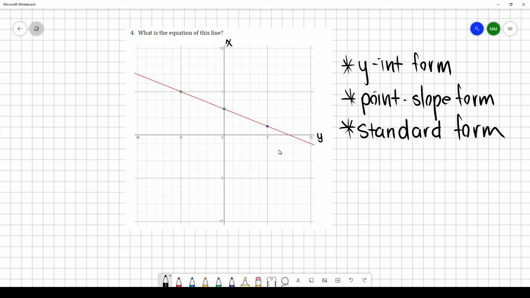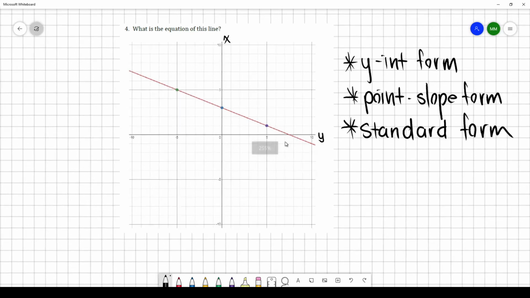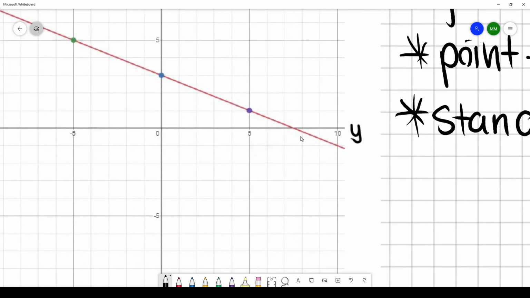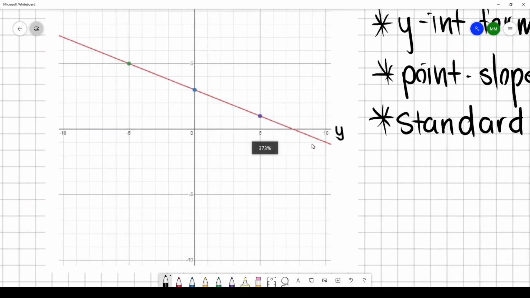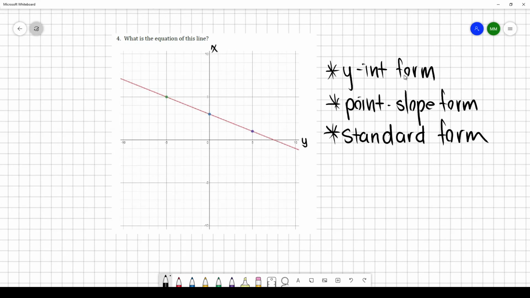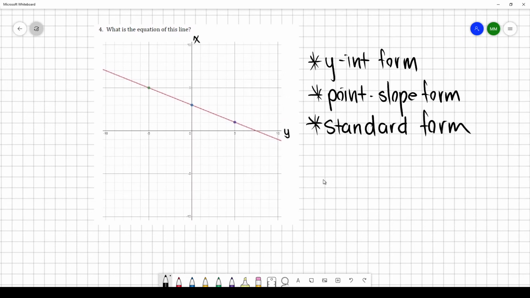So if you look closely, the y-intercept is not that clear where it is, so probably not y-intercept form. The point slope form, yes, probably, because we have 3 definite points that you can use. Standard form, not so much. So using point slope form, that is what I will use.